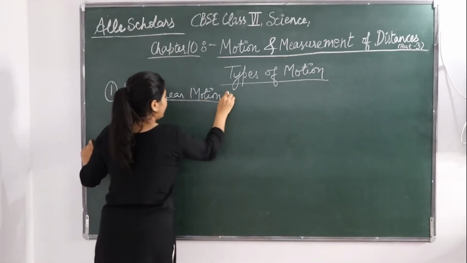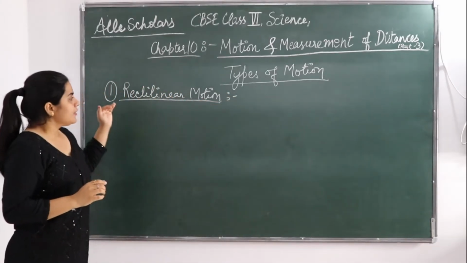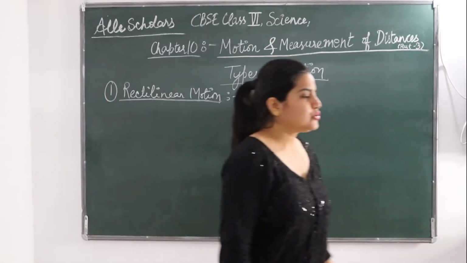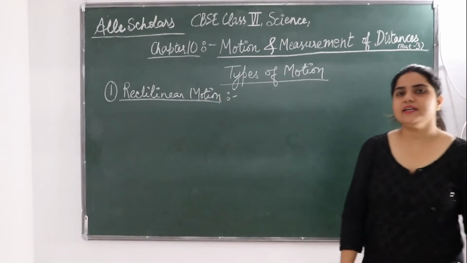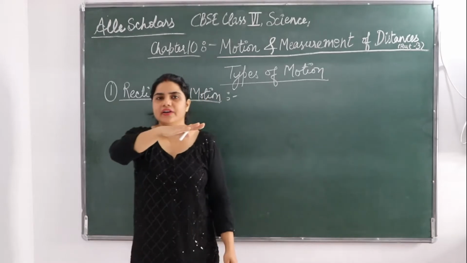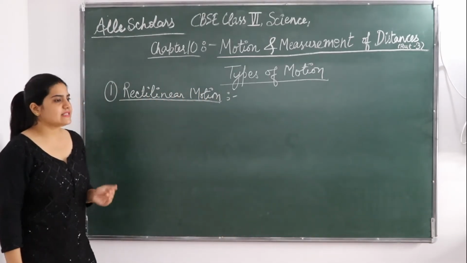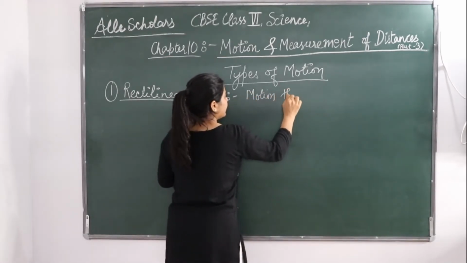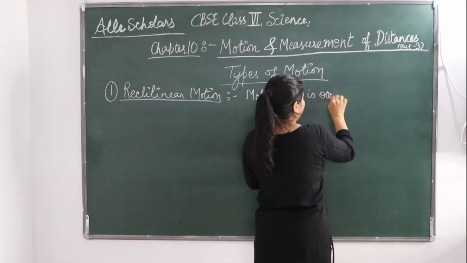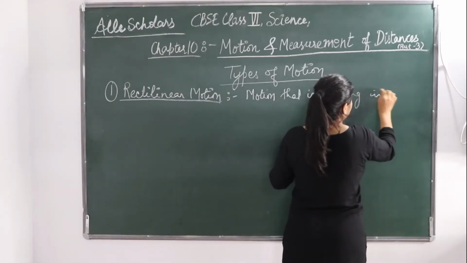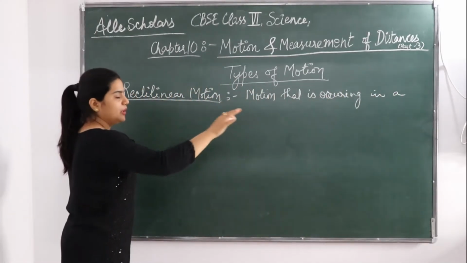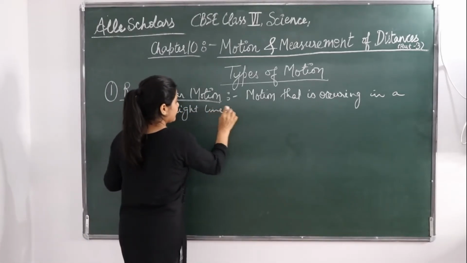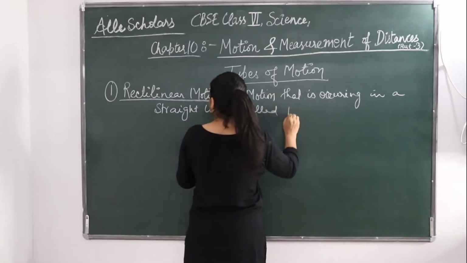Okay. So if we talk about rectilinear motion, the motion which is occurring in a straight line. स्ट्रेट लाइन में जो मोशन हो रहा है उस टाइप के मोशन को हम क्या बोलेंगे? रेक्टिलिनियर मोशन. Motion which is occurring in a straight line is called rectilinear motion. Motion that is occurring in a straight line, बिल्कुल straight line में जो मोशन होगा, is called rectilinear motion.